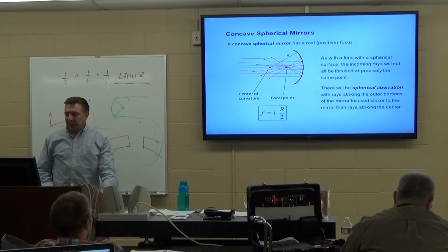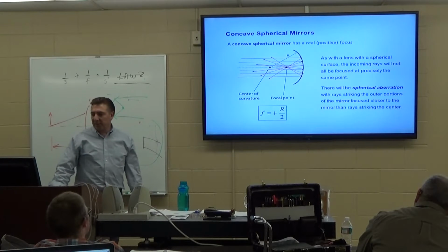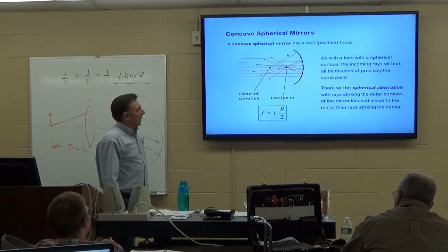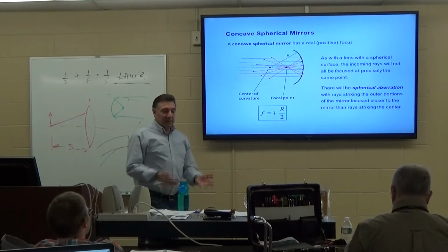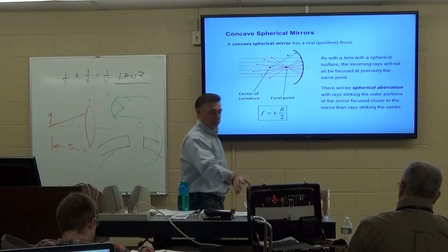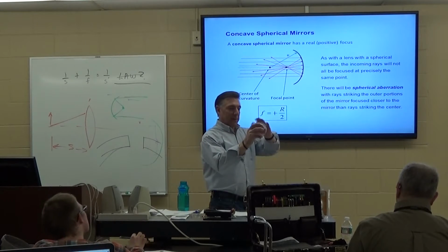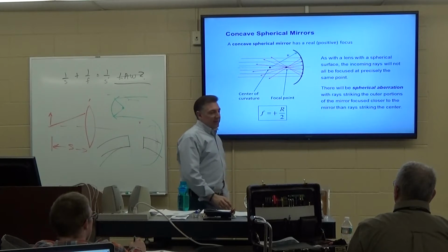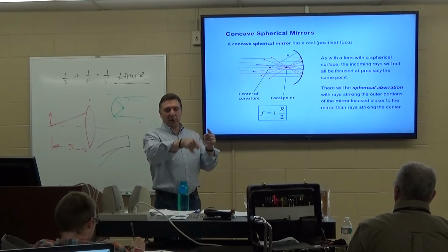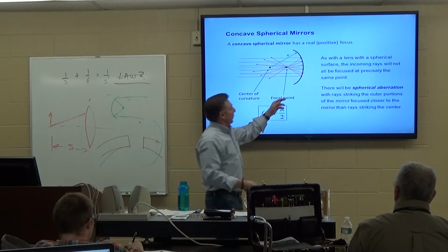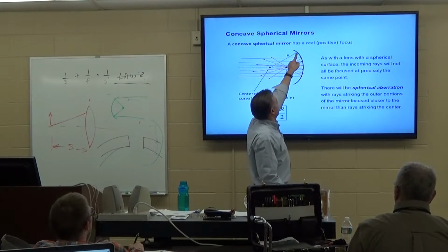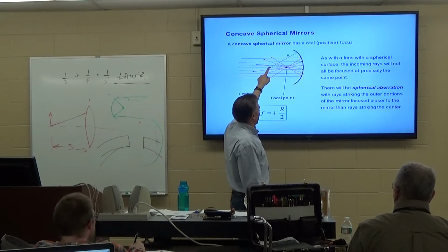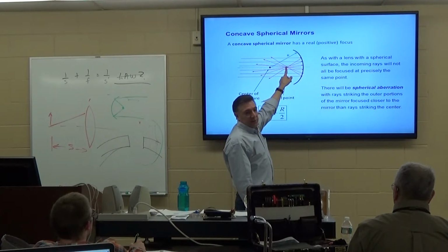All right, so let's look at some of the characteristics of concave spherical mirrors. If you have a spherical mirror, they're all kind of the same. Spherical mirror means that it's a portion of a sphere. It's just the inside portion that is reflective. Every sphere has a radius of curvature. If you look at the radius of curvature, the focal length of the spherical mirror is always 1/2 the radius of curvature.